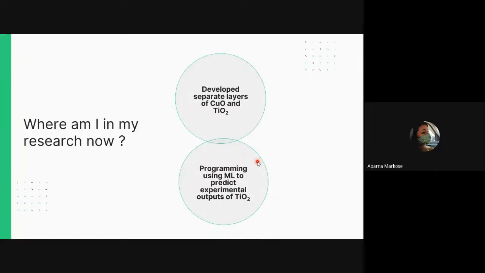And where am I right now? Maybe you may associate with my work or may not. So I just wanted to tell you where I am. I have already developed separate layers of copper oxide and titanium dioxide. And right now I'm just in the second year. So we are in the process of making the solar cell. And right now, because of COVID, and there's a gap, we are also doing the machine learning part of the same experiments. So in our laboratory we usually do the experiments.